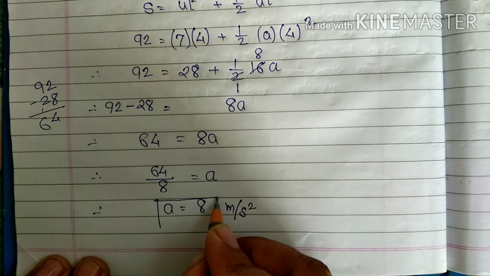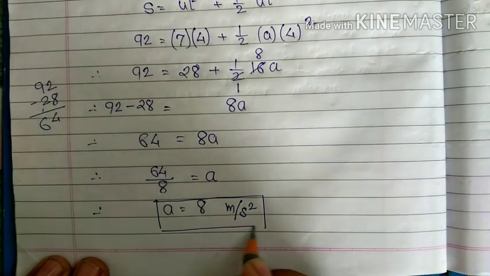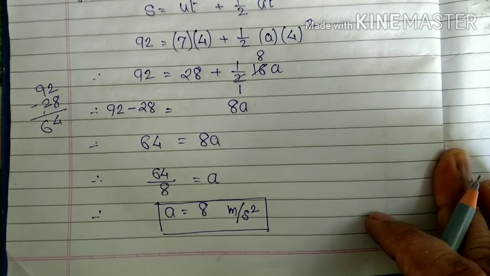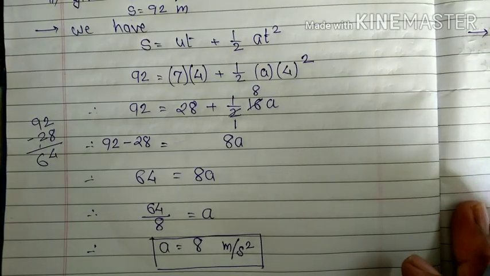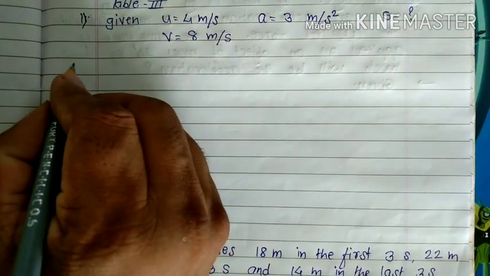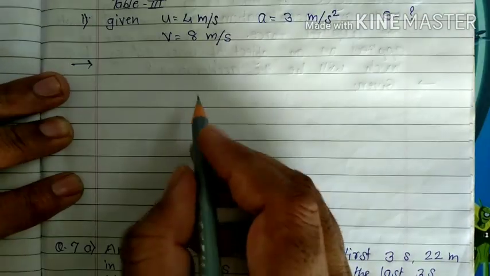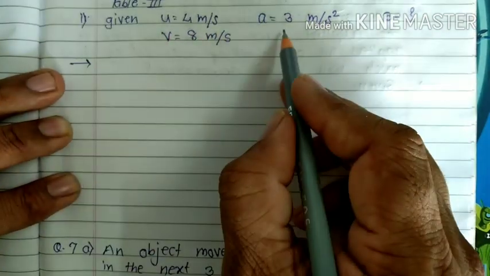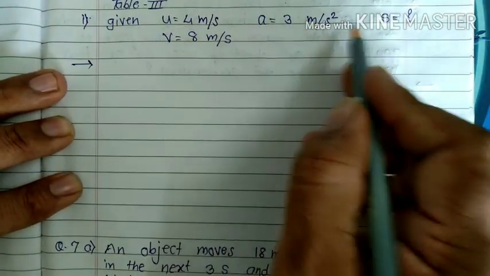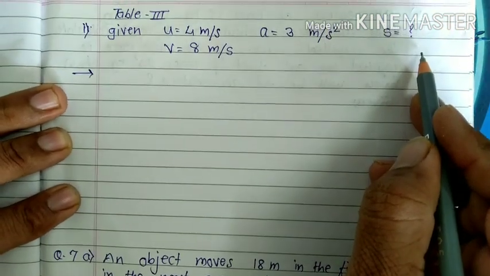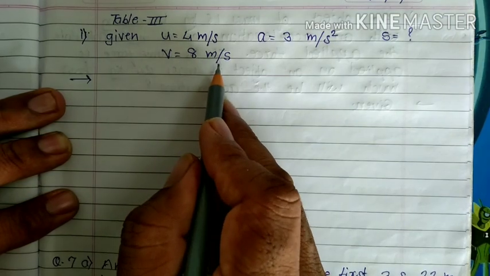That also we have seen in the formula page. Okay. See question table number 3. Given that u is equal to 4 meter per second, initial velocity, acceleration is 3 meter per second square, s that means displacement we have to find, and v is equal to 8 meter per second.